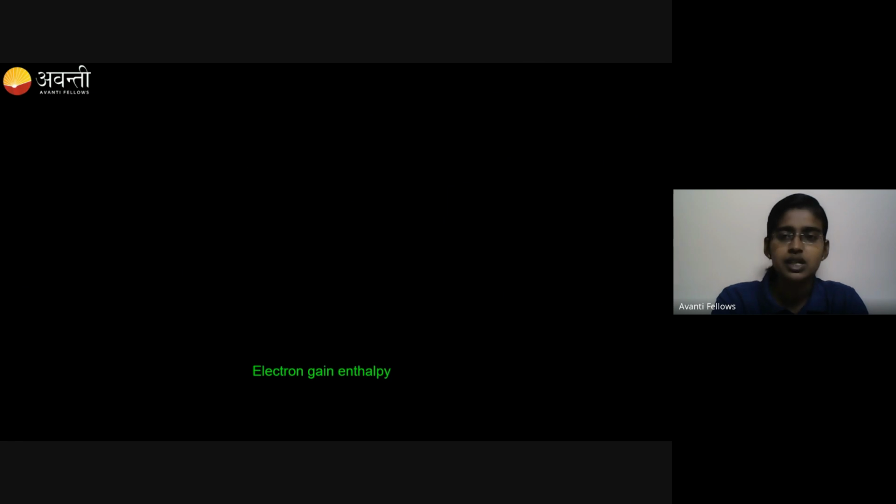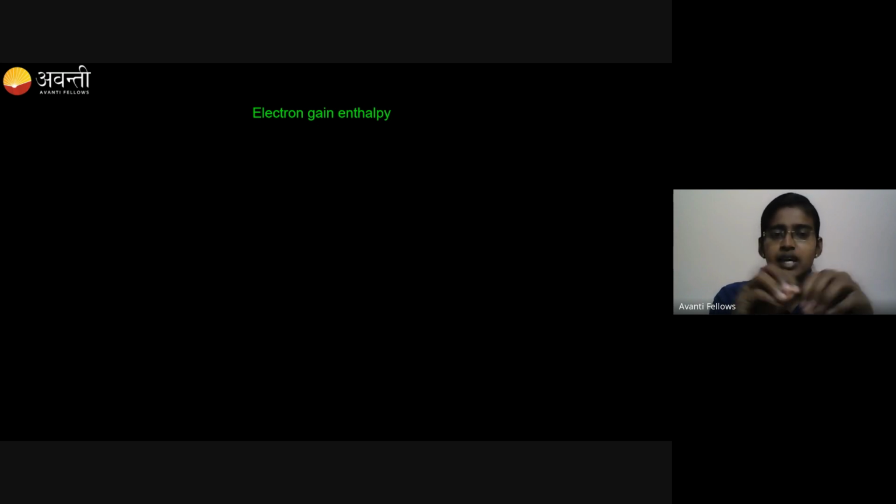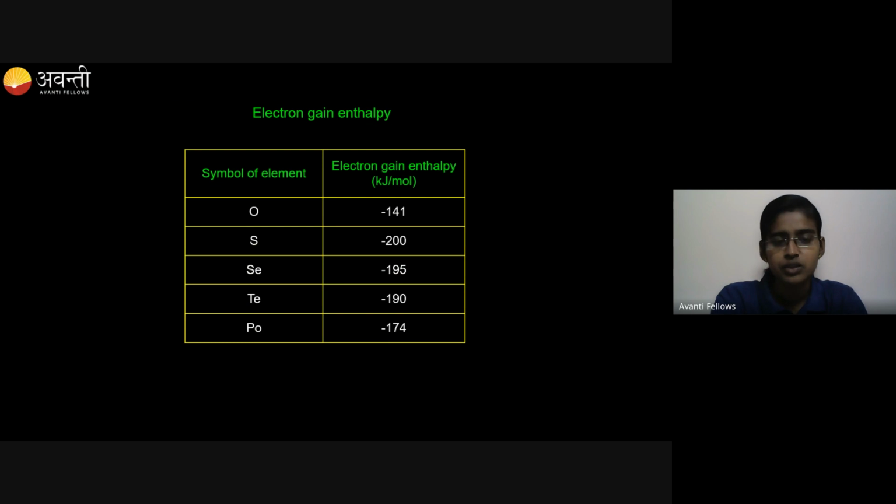Now coming to the third property, which is the electron gain enthalpy. So what is electron gain enthalpy? The amount of energy released from an atom on addition of an electron to it, right? That is electron gain enthalpy. You can see it is actually decreasing. You don't have to look for the negative sign. The negative sign denotes that the reaction is exothermic. Electron gain enthalpy is actually an exothermic process.